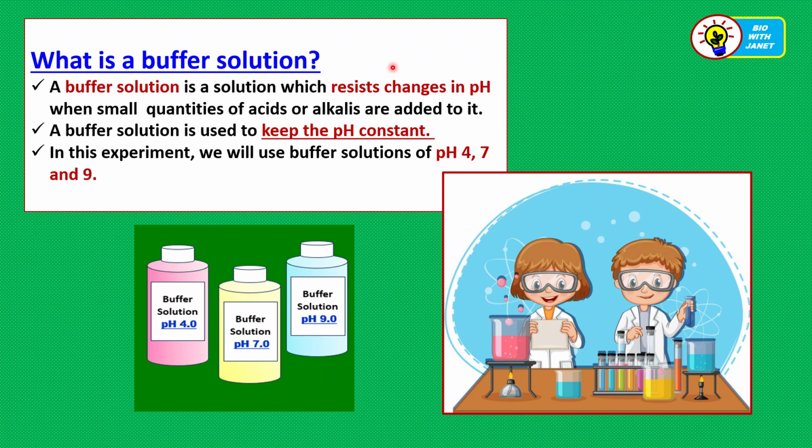So what is a buffer solution? A buffer solution is a solution which resists changes in pH. When small quantities of acids or alkalis are added to it, it can still maintain the pH. So a buffer solution is used to keep the pH constant. In this experiment, we will use buffer solutions of pH 4, 7, and 9, which are provided for us.